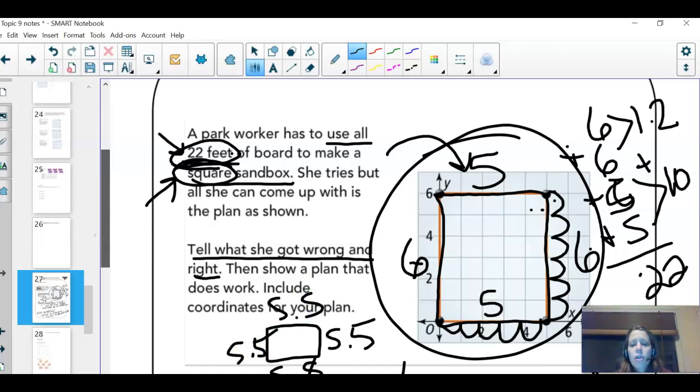Si ella tiene 5.5, 5.5 por todos los lados, ella va a tener un cuadrado. So in this case, she shouldn't have used integers. She should have looked for a different rational number. En este caso, ella está usando números enteros, pero ella necesita usar un otro tipo de número racional.